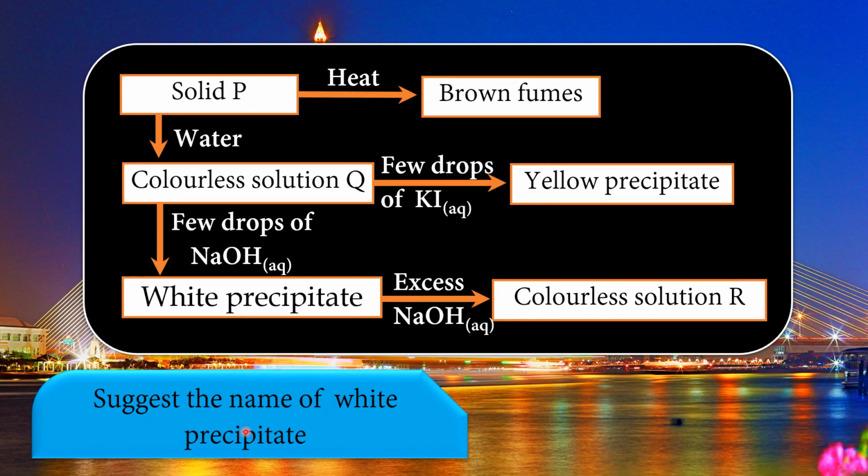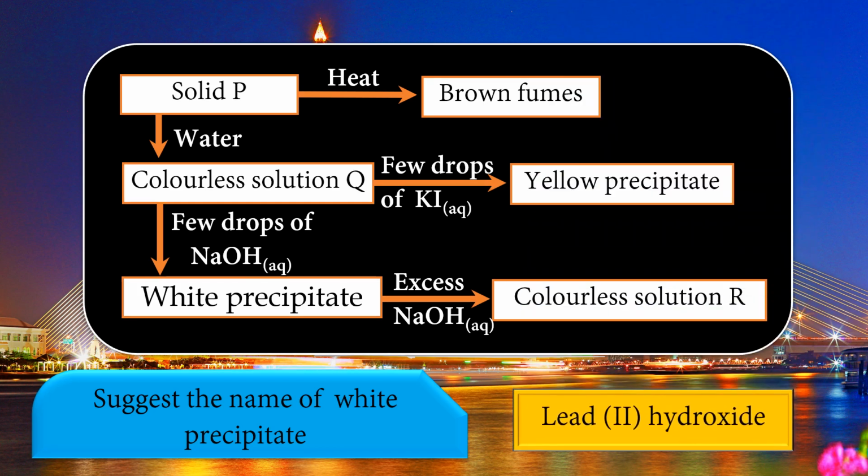Suggest the name of the white precipitate, which is this one. What is the name of this white precipitate? The white precipitate is lead(II) hydroxide. It is lead(II) hydroxide.